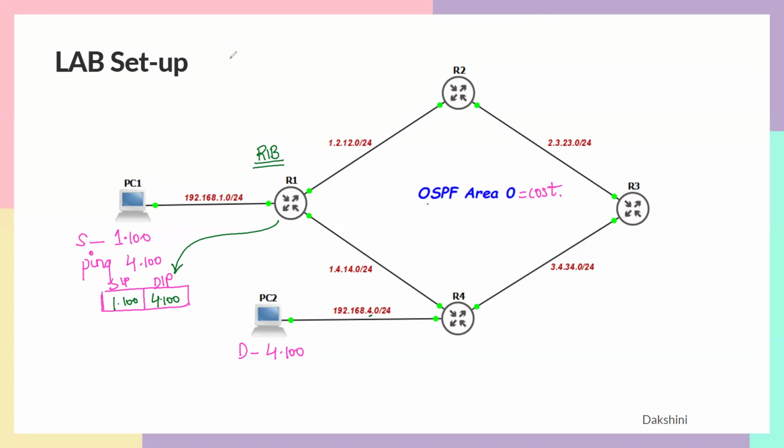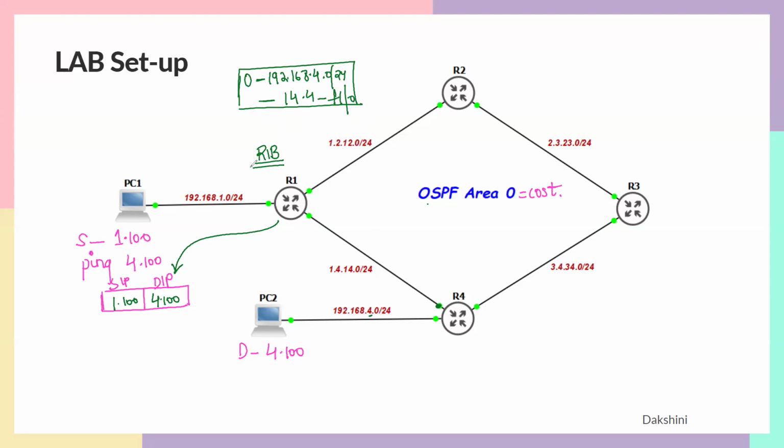So in the routing table of R1, we'll see something like OSPF, and it will learn about the 192.168.4.0 network from 14.4 from this interface. So 14.4 will be the next hop router 1 will prefer in order to reach this network. And the interface will be this interface. So let's say the interface is F1.0. So this will exist in the routing table of R1.